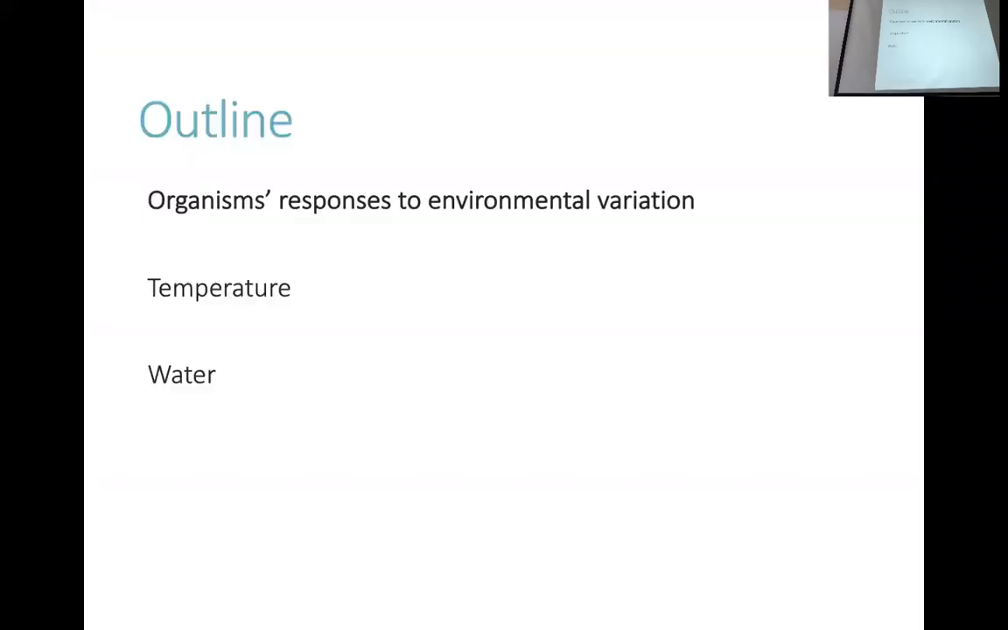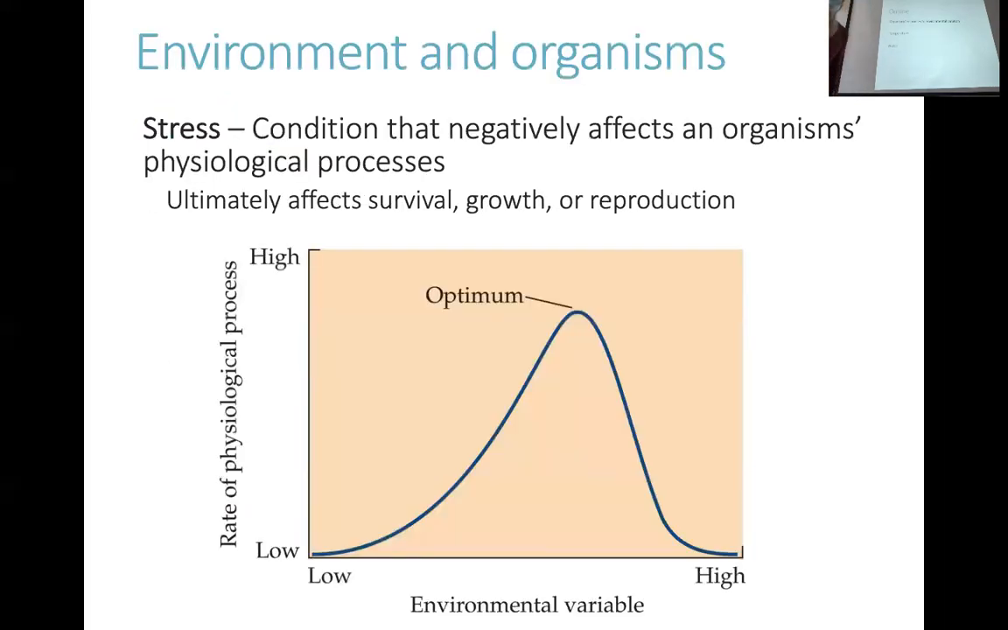We're going to talk about a few different aspects on this topic. First, individual organisms' responses to environmental variation. I'll touch on that first. So just kind of general, how organisms can respond. And then specifically, what plants and animals do in response to changes in temperature, and then changes in water. So we'll start with a general overview of how species can respond to environmental changes.